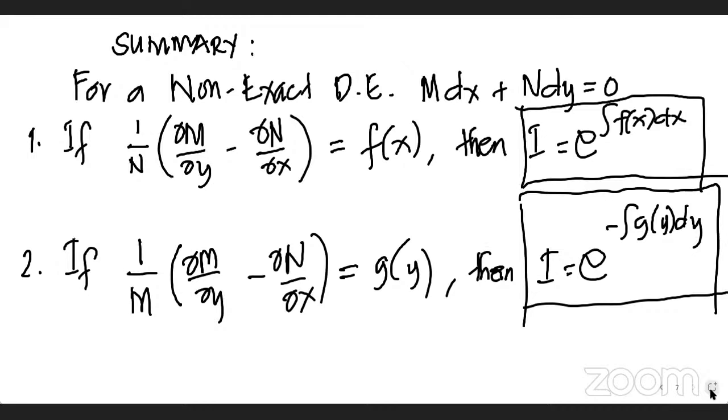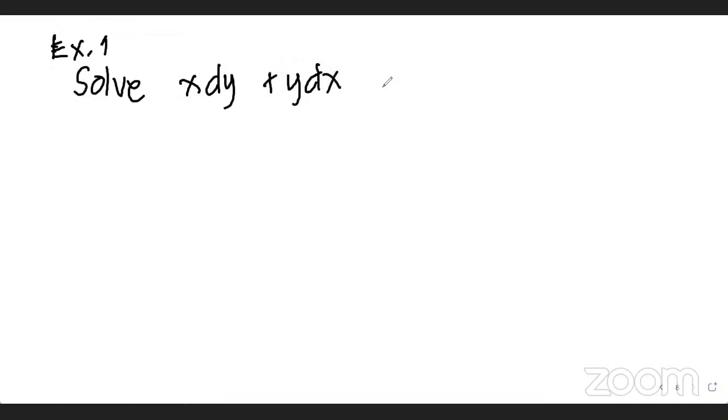Okay, let's move on to solving some examples. Example number 1. Let us solve this. x dy plus y dx equals xy dx. Okay, so x dy plus y dx is equal to x times y dx.